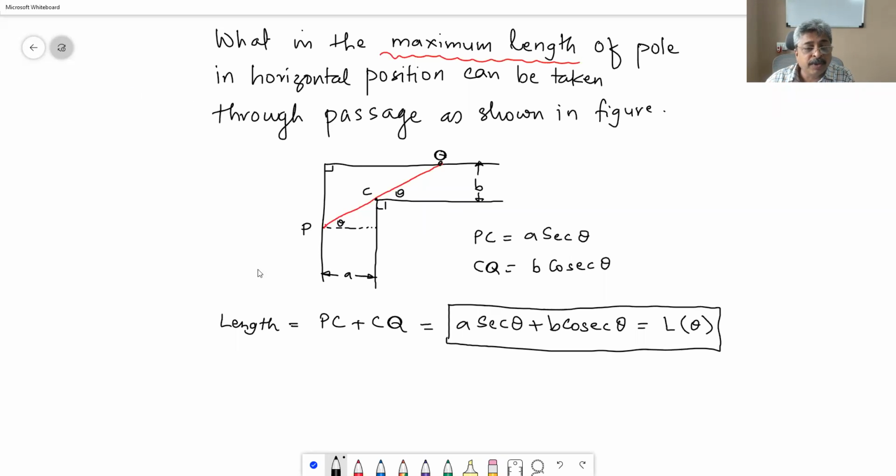Okay. So, this is what is your length function. Now you have to find out L dash of theta, which comes out to be equal to A sec theta tan theta minus B cosec theta cot theta. You have to equate it to 0, which will give you the critical point. So A sec theta tan theta is equal to B cosec theta cot theta. That's it. Tan cube theta is equal to B by A. So cube root of B by A, if we take tan inverse, that should be the value of theta.